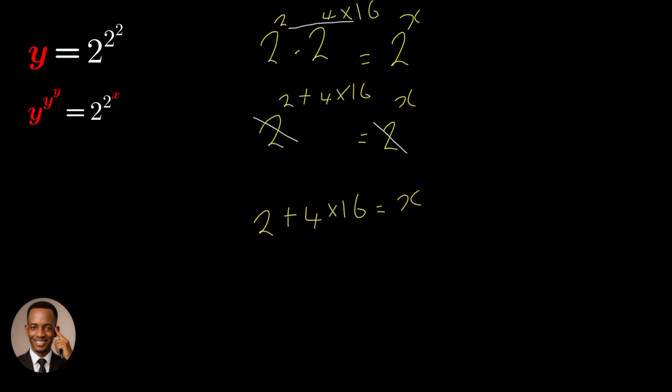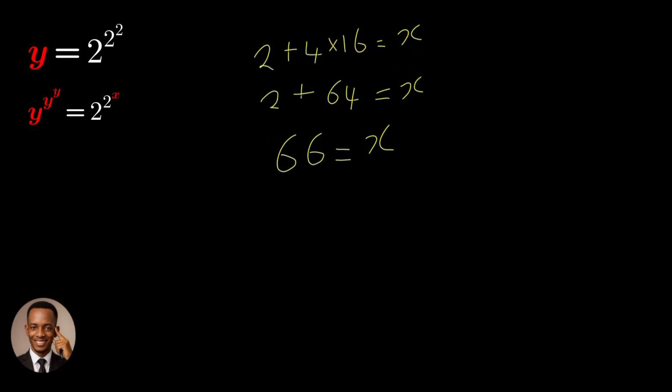Now we have a very linear equation. So when we simplify, we have 2 plus 4 times 16, which is 64, equals x, and 64 plus 2 gives us 66 equals x. Therefore, x equals 66 is the correct answer.